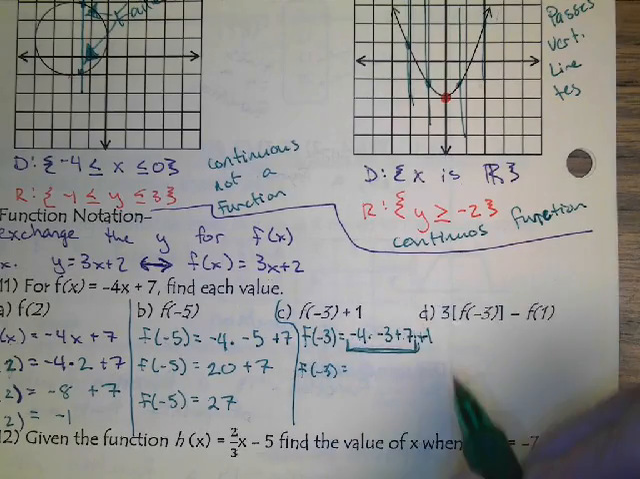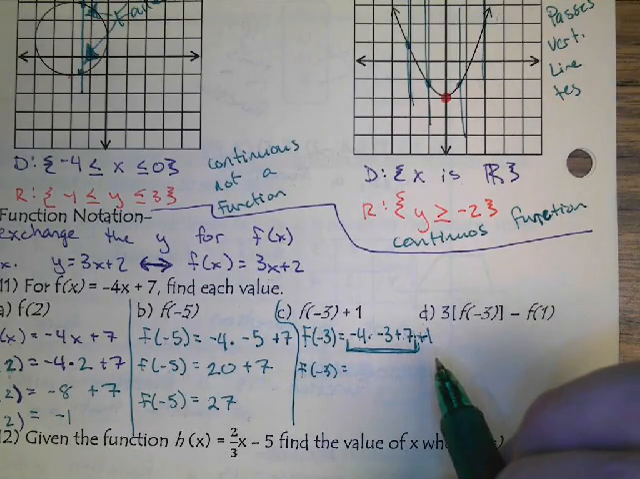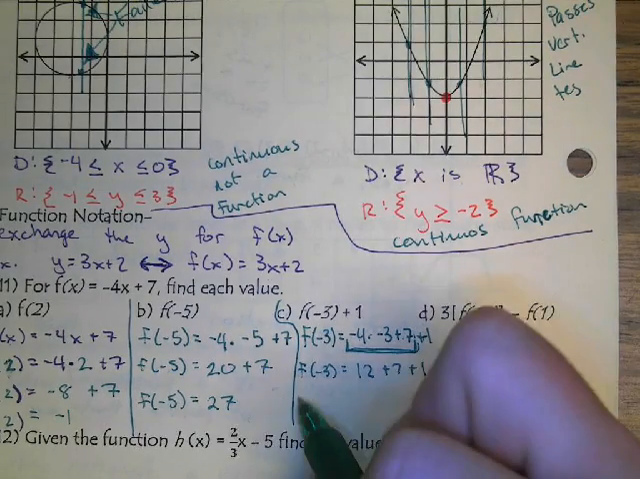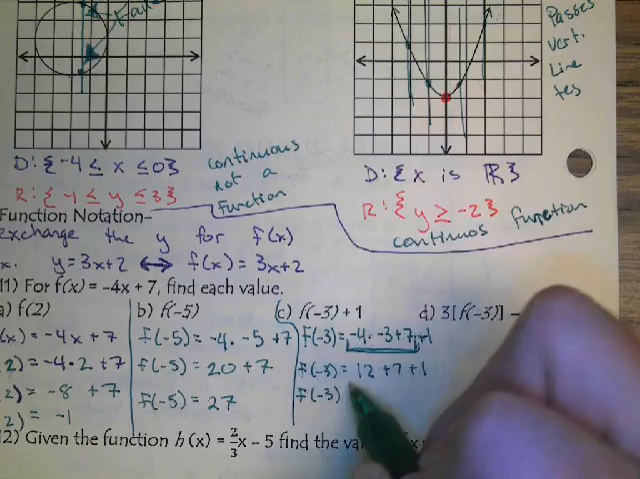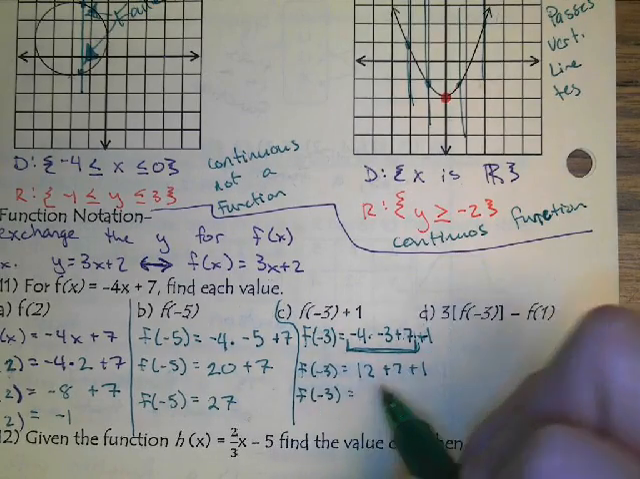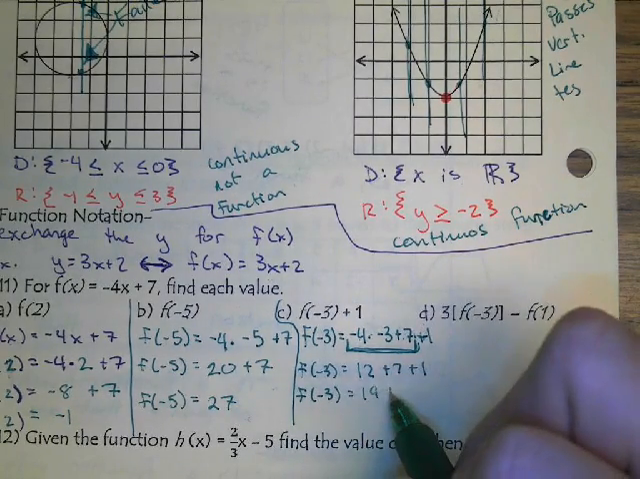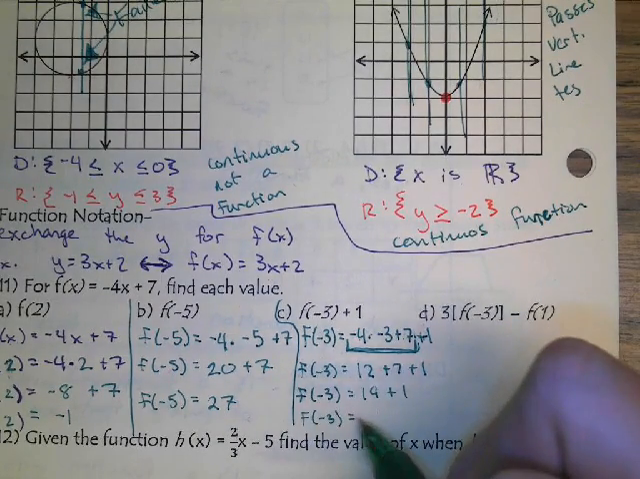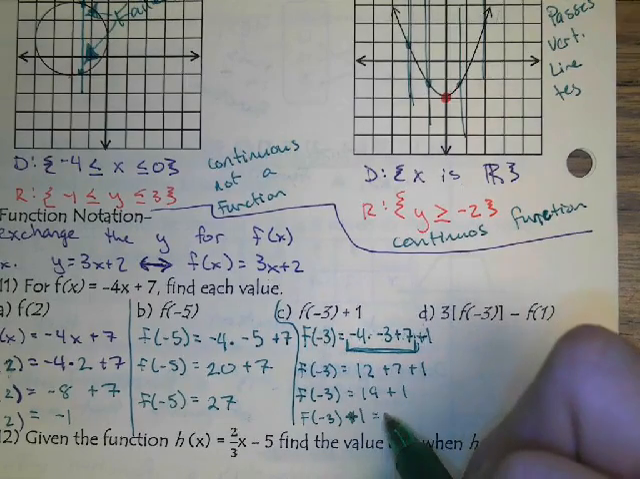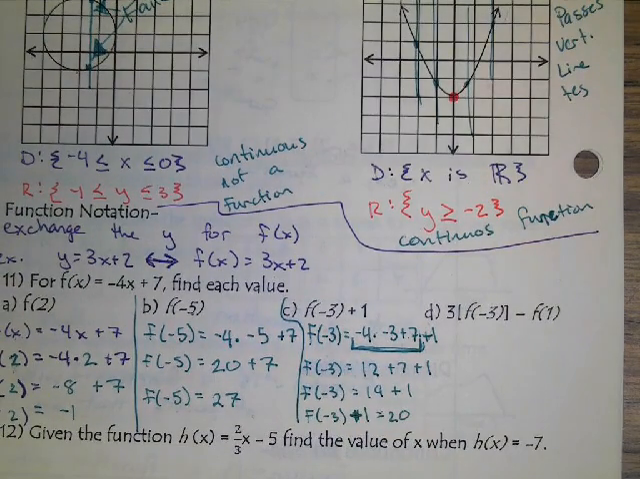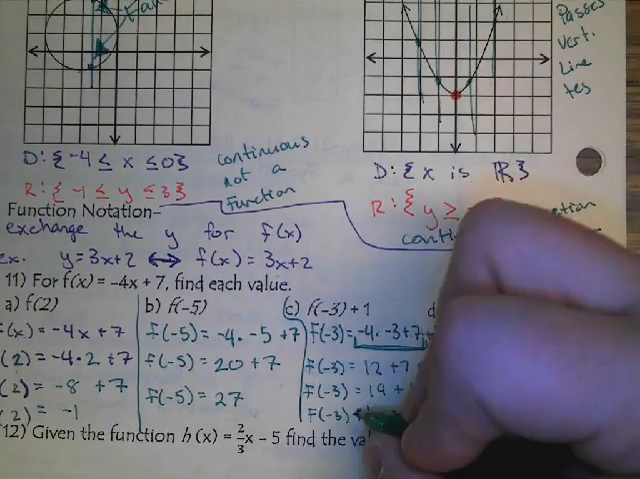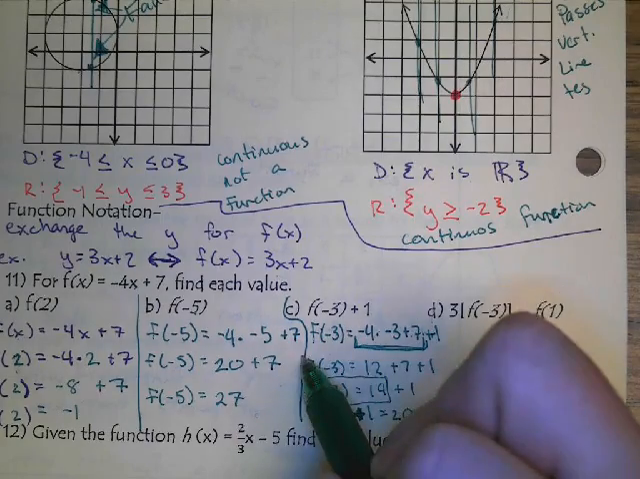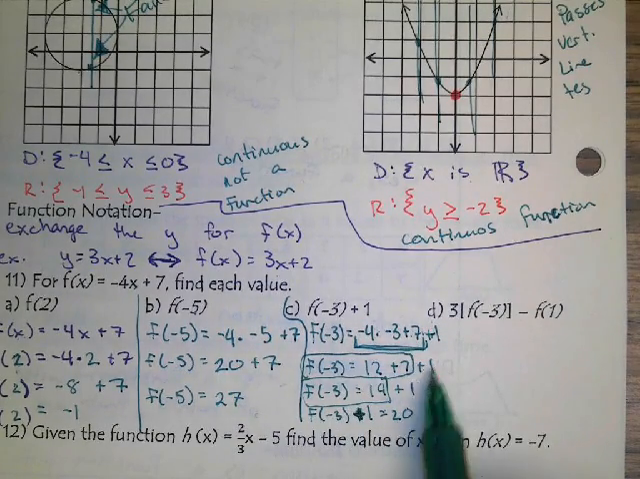So I get negative 4 times negative 3 is 12 plus 7 plus 1. So f of negative 3 is equal to 19. Then I'm adding 1. So we have f of negative 3 plus 1 is equal to 20. This is my f of negative 3 part. And then I'm adding 1 once I find that out.